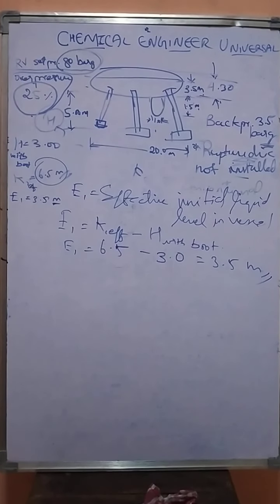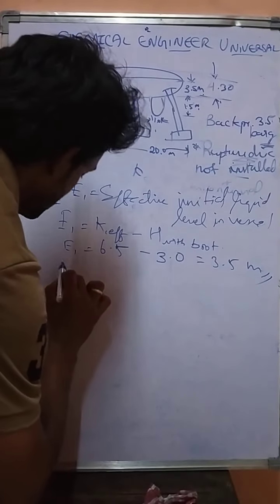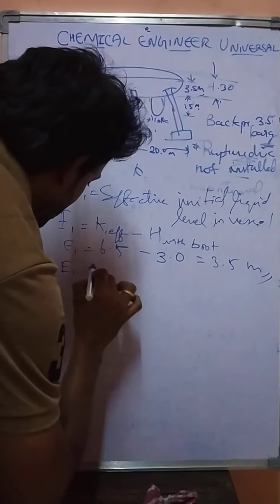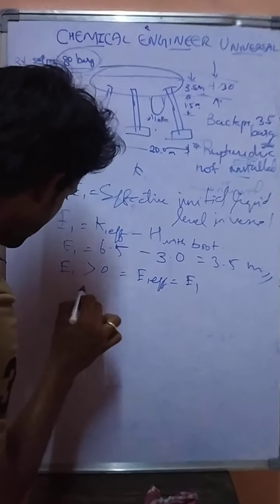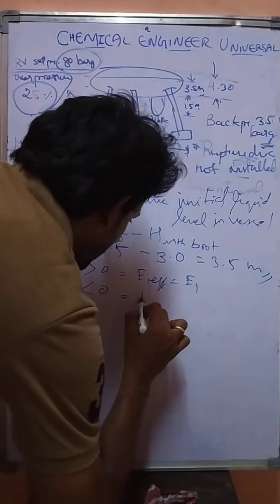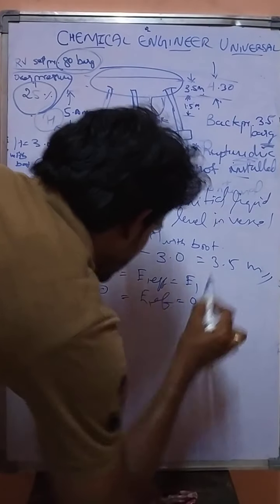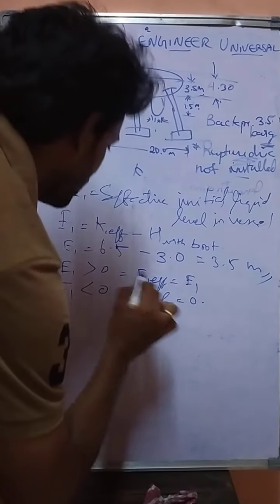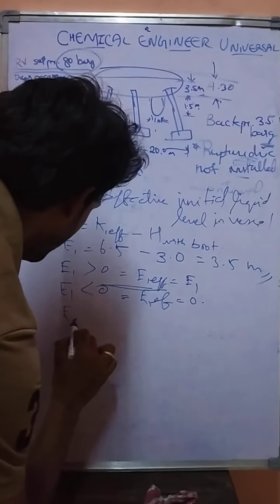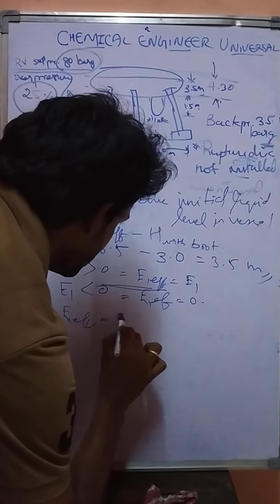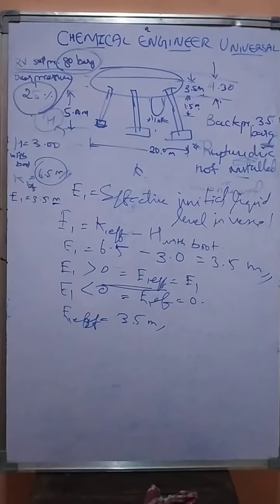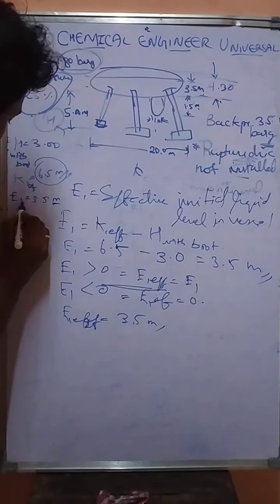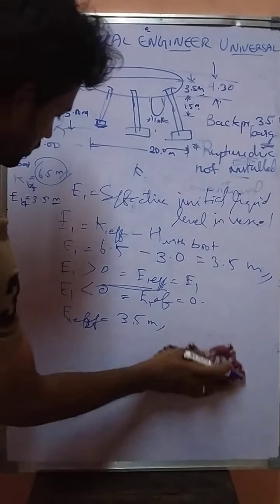If it is greater than 0, then the effective will be whatever the value that is coming. As per the API rule, if E1 is greater than 0, then E1 effective will be E1. If it is less than 0, then E1 effective will be 0, right? So going as per this condition, the E1 effective will be 3.5 meters. It is exceeding 0, so we are getting 3.5 meter as it is. So write it down.